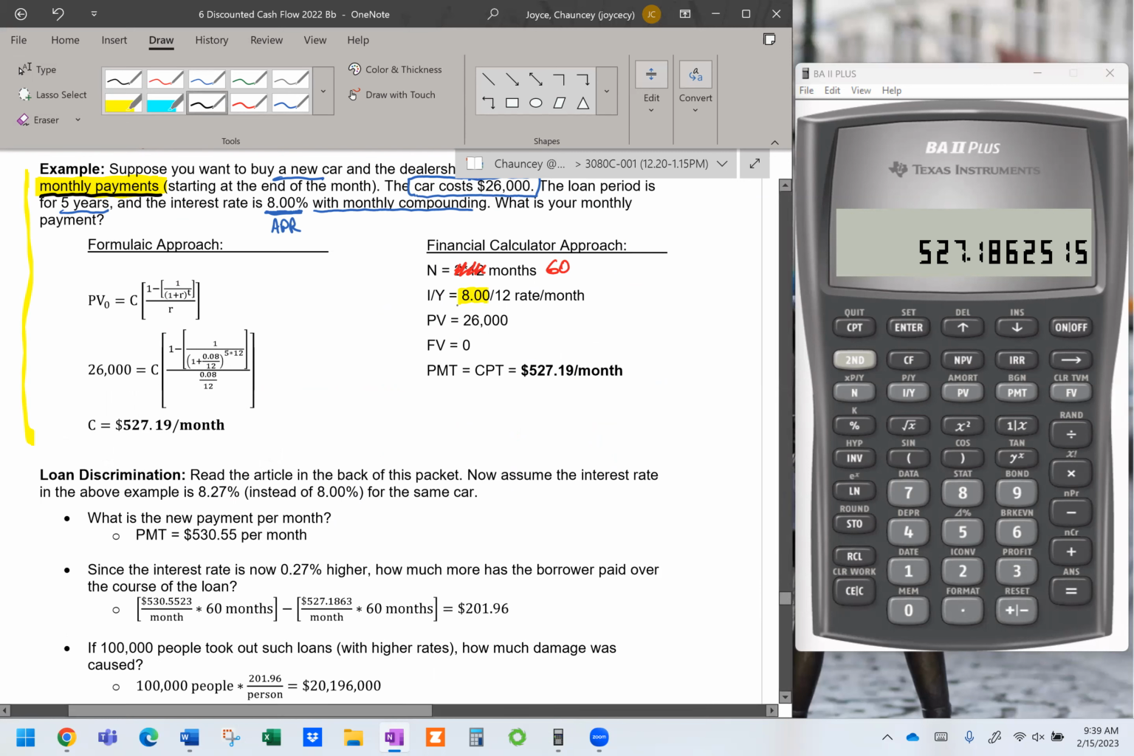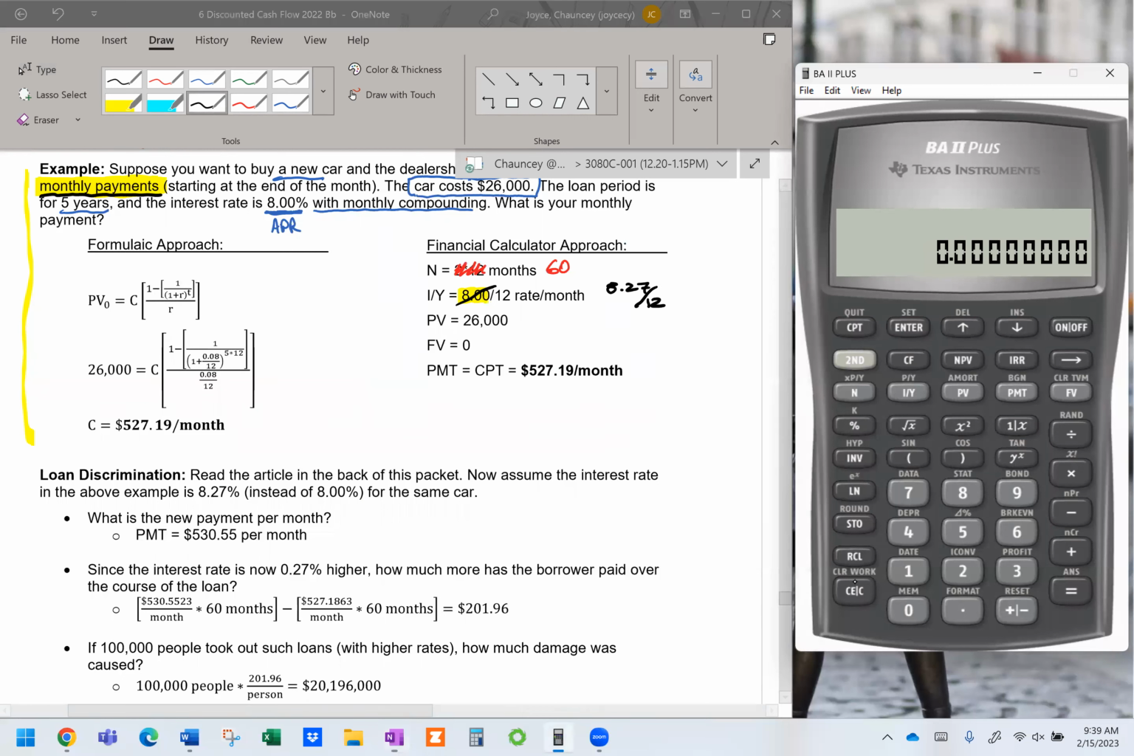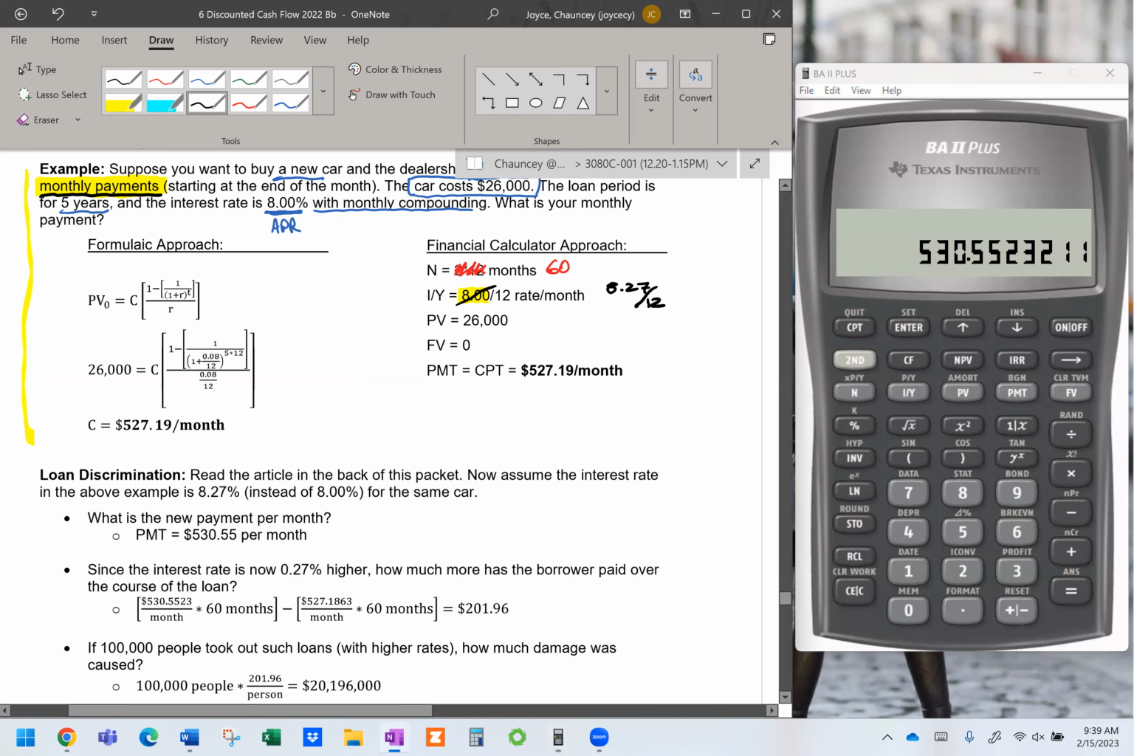So here, all we do is change this to 8.27. That was the number quoted in the article, 8.27, divided by 12. That's my new rate. Still 60 months. Present value, the car is still the same. No future value. We're going to compute our payment. So now you're charging certain clients a monthly payment that is higher.